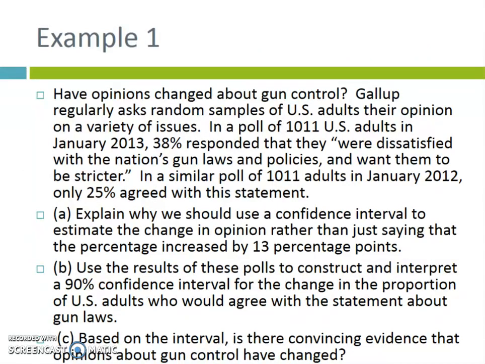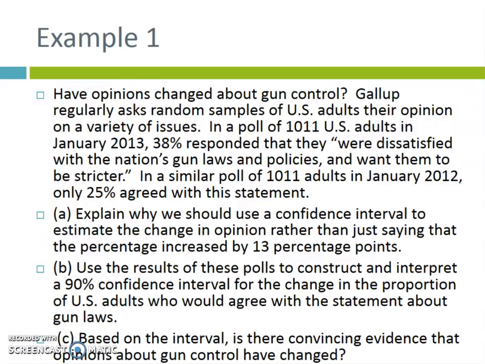Have opinions changed about gun control? Gallup regularly asks random samples of U.S. adults their opinion on a variety of issues. In a poll of 1,011 U.S. adults in January of 2013, 38% responded that they were dissatisfied with the nation's gun laws and policies and want them to be stricter. In a similar poll of 1,011 adults in January of 2012, only 25% agreed with the statement.